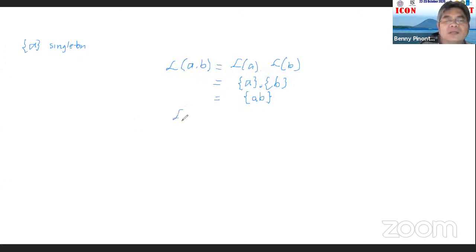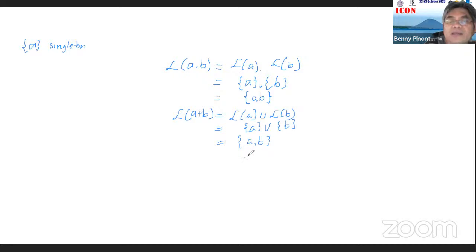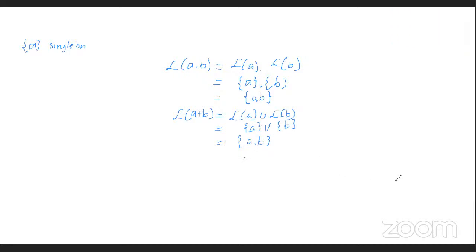And how about L of A plus B? This is the language of A union with the language of B. That is just the same as the singleton A union with the singleton B, which is just A comma B. So the difference is that here it is A followed by B, and here it is A union B. That's the difference.